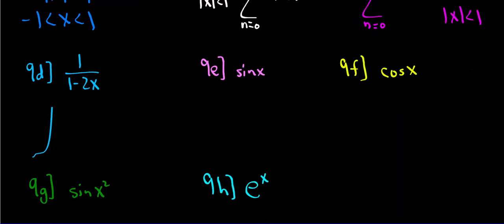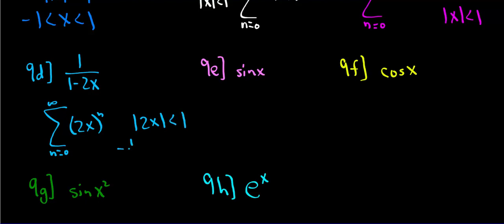But this one is going to be n goes from 0 to infinity, 2x to the n. And as far as the radius of convergence, we're going to have the absolute value of 2x has to be less than 1. Or in other words, x needs to be between -1/2 and 1/2. So we have this radius of convergence 1/2. The interval of convergence is -1/2 to 1/2.